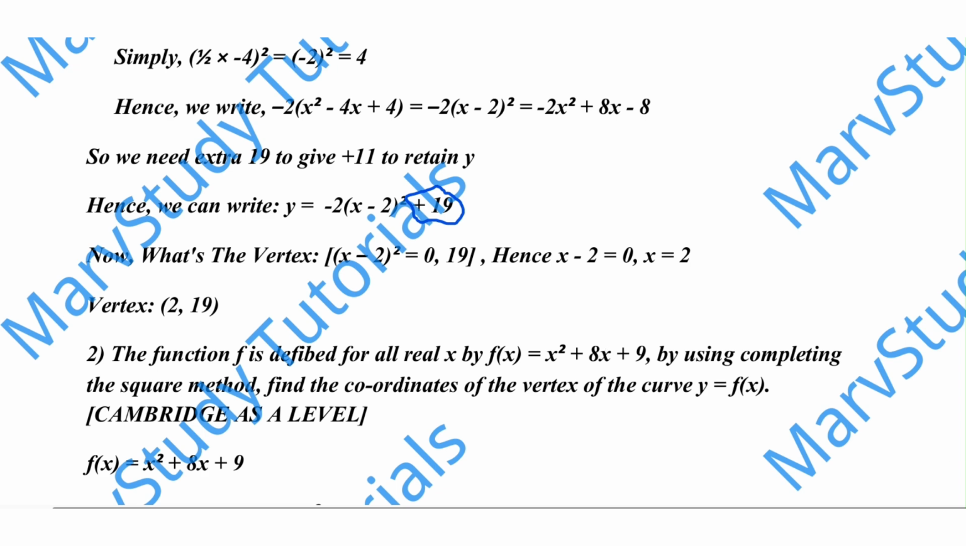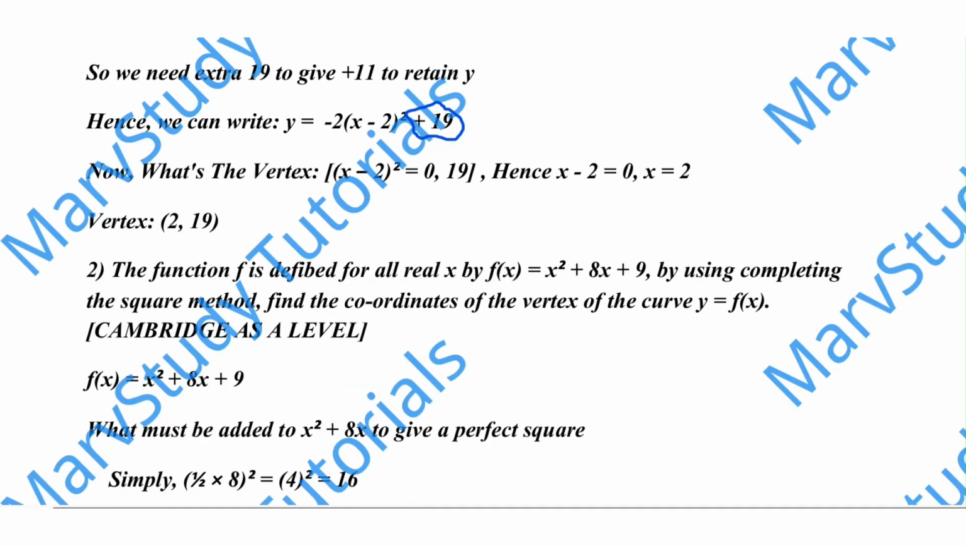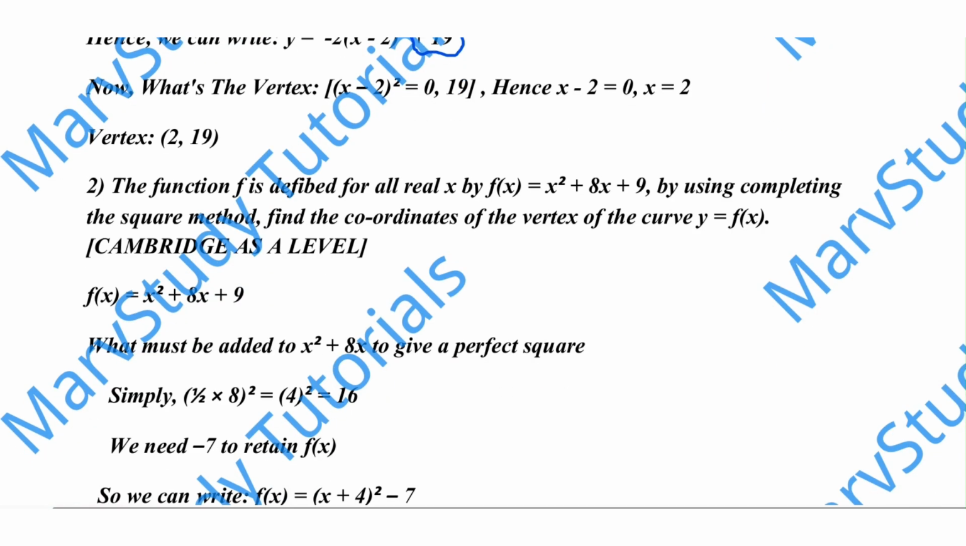So that means x squared plus 8x plus 16 is a perfect square, right? But remember, we have to retain f of x. If we have a positive 16, that means we have to add a negative 7, because 16 minus 7 is going to give us a positive 9, right? It's going to retain this. So we're going to have x squared plus 8x plus 16 minus 7, which is still x squared plus 8x plus 9. So we are now going to write it as (x plus 4) squared.